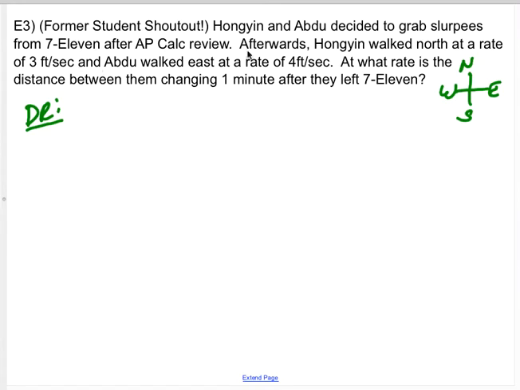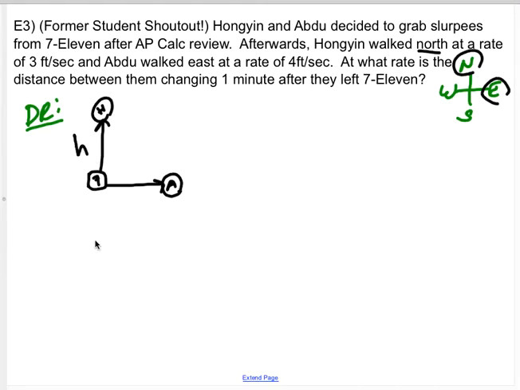So Hong Yin is walking north, which is going to be this way, and Abdu is walking east, which is this way. So when I draw my diagram, I'm just going to put a 7 there for 7-Eleven. Hong Yin is walking this way, Abdu is walking this way. Cool. So I'm going to use H for Hong Yin and A for Abdu, and then the distance between them, I'm going to use D, which is a little iffy because it means you're going to have a dD/dt, but you'll survive. What I can't label on here is the lengths of A and H, because I don't know them yet, right?